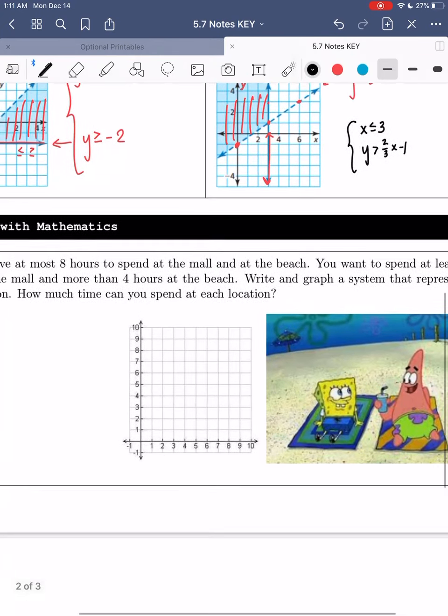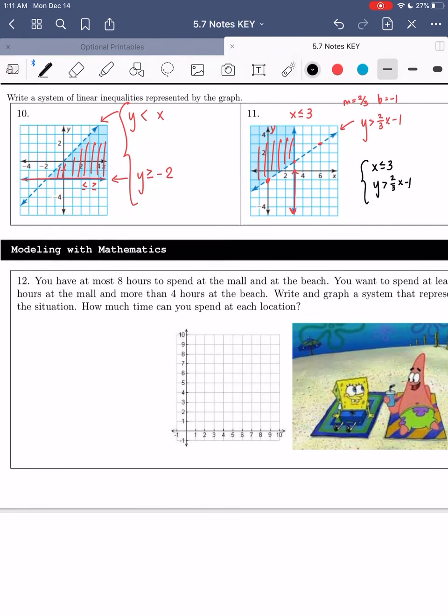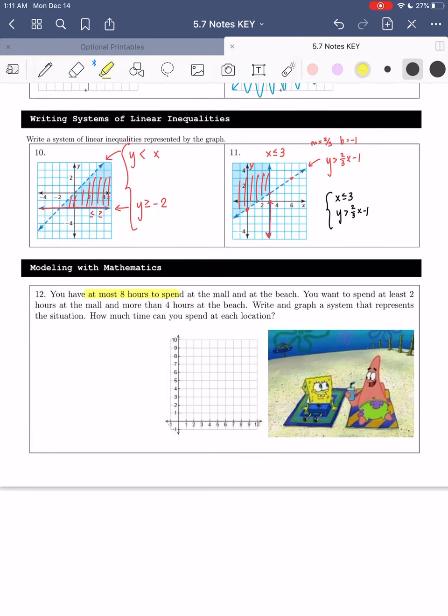Okay, last thing, which we got SpongeBob down here. It says you have at most, okay, so at most 8 hours to spend at the mall and at the beach. So you have 2 places to be. You want to spend at least 2 hours at the mall and more than 4 hours at the beach. So 4 hours is not good enough. 4 hours and 1 minute would be fine. Write and graph a system that represents the situation. How much time can you spend at each location?